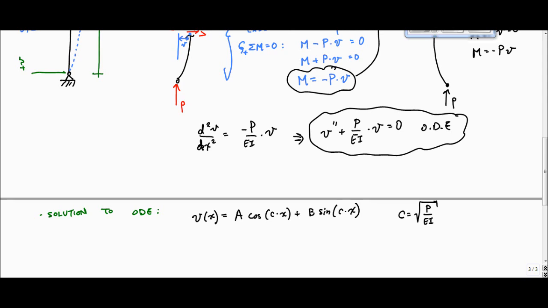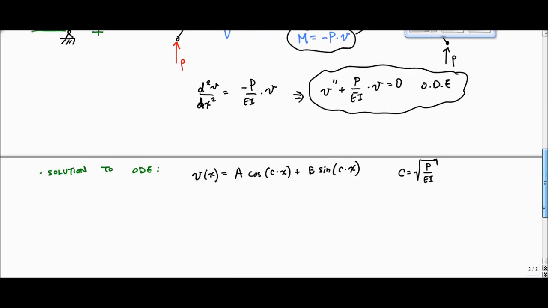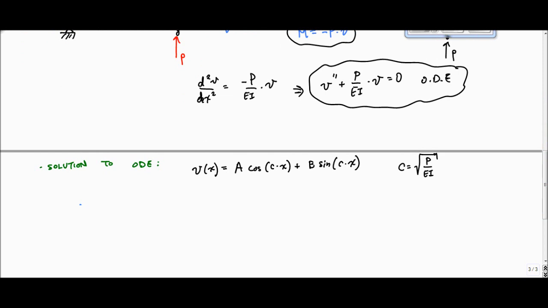Boundary conditions, okay? So now we need some boundary conditions (BCs) to solve for constants.